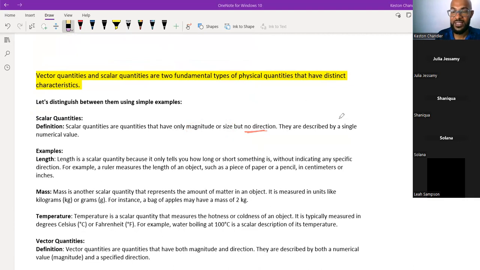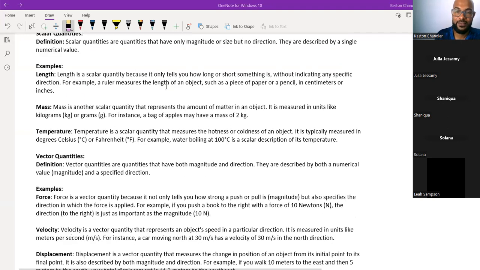They are described with a single numerical value. These are scalar quantities. Examples of these would include things like length. Length is a scalar quantity because it only tells you how long or short something is. It doesn't indicate the direction. So a ruler is going to measure the length of an object, or a piece of paper or a pencil, in centimeters.